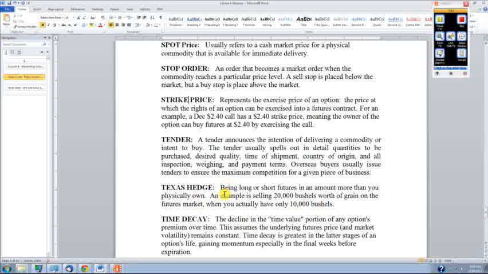A Texas hedge, which you'll hear about some, is being long or short futures in an amount more than you physically own. An example: selling 20,000 bushels worth of grain on the futures market when you only actually have 10,000 bushels. It's a Texas hedge. Farmers usually just offset what they have in physical commodity. When you go above what you actually have, you are no longer being a marketer and being a hedger. You are being, I hate to call it an investor, but you're being a risk taker, and you're putting up money with the idea that there's a certain amount of risk, and you hope to make money off of that.